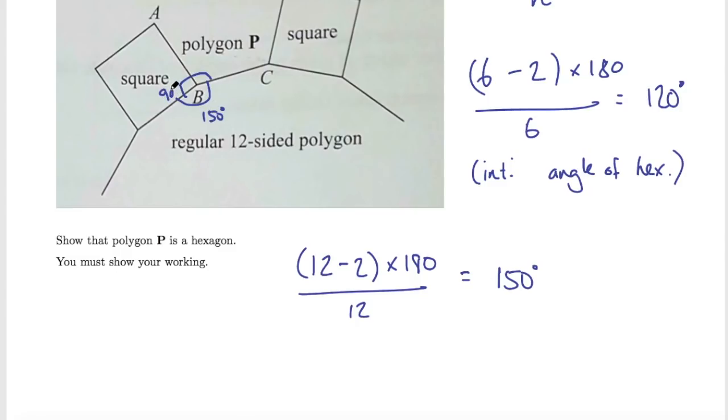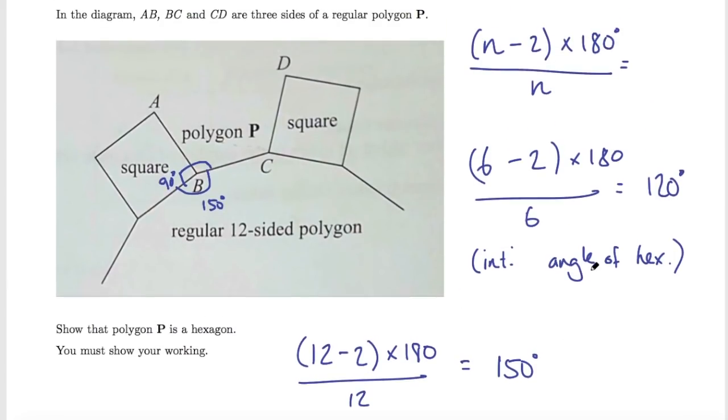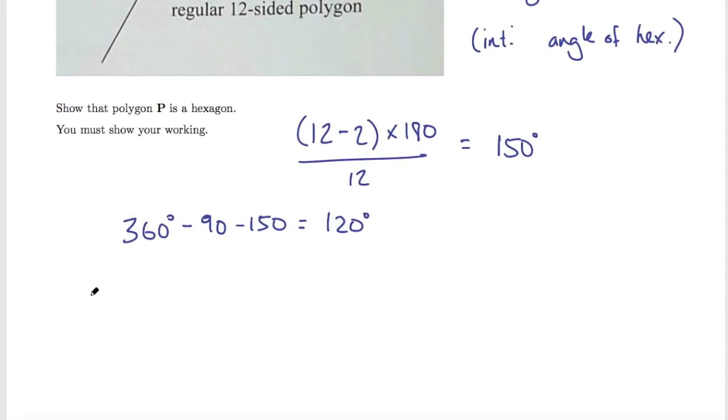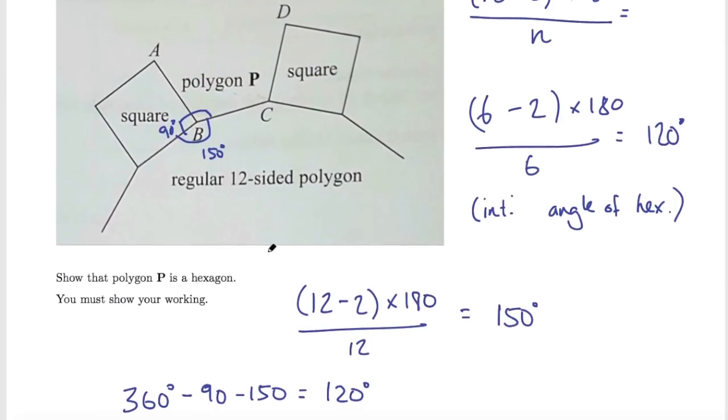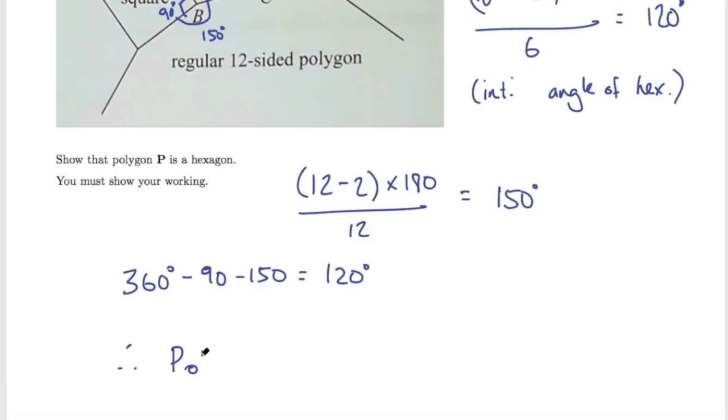So we've shown that this angle is 150. We know that the angle of a square is 90, and then we can take those away. So 360 minus 90 minus 150. If you do that sum, you get 120. So that angle there must be 120 using these two facts. Also, we know the interior angle of a hexagon is 120. Therefore, we can say that polygon P must be a hexagon.